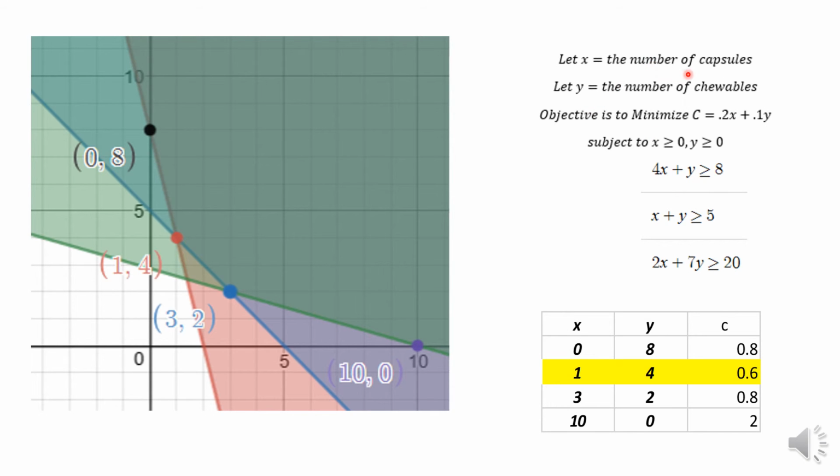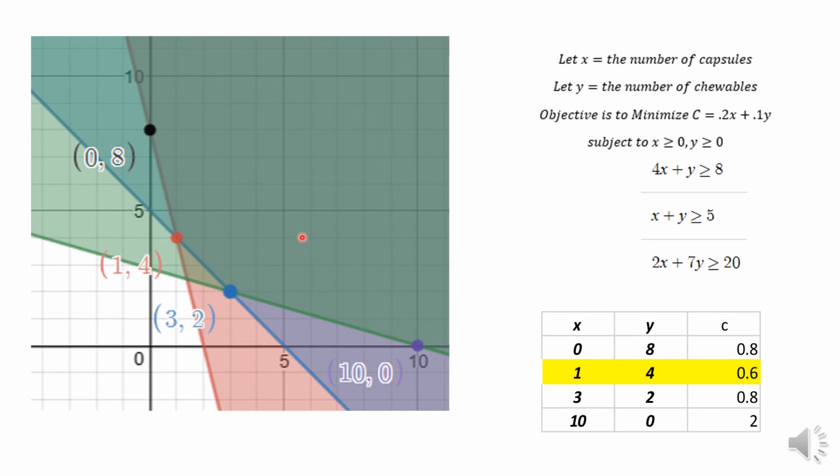When we let X be the number of capsules, Y be the number of chewables, the objective is to minimize the cost, which is 0.2X plus 0.1Y, subject to we must have a positive number of capsules or chewables, and so that's X bigger than or equal to 0, Y bigger than or equal to 0. And we also have these constraints stemming from the words. We draw the graph and we find that this is the feasible region. It's the region that is to the right of the boundary I am outlining.